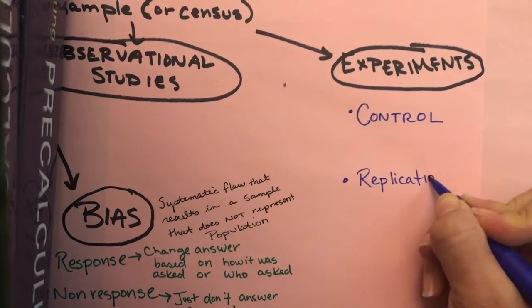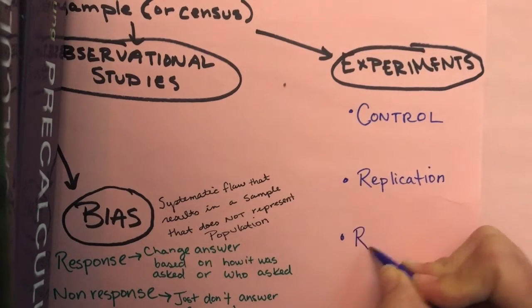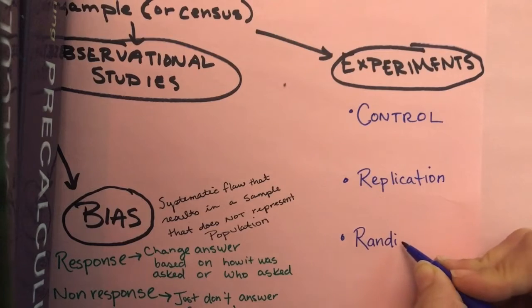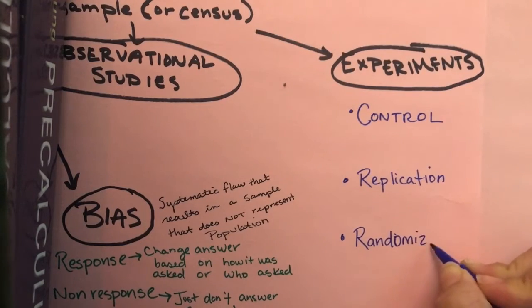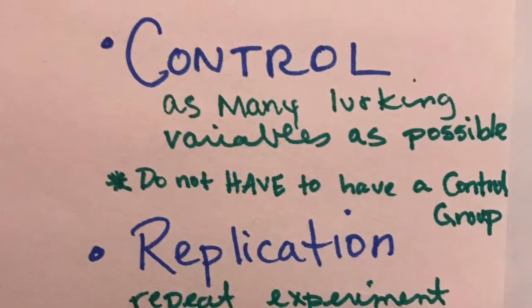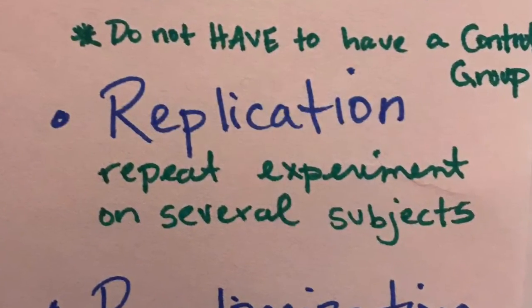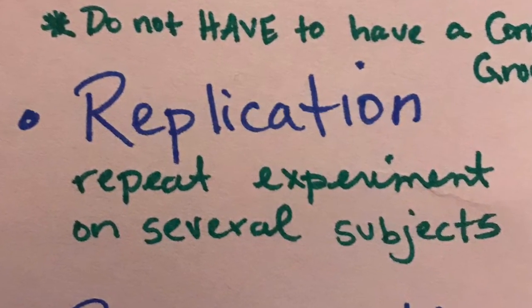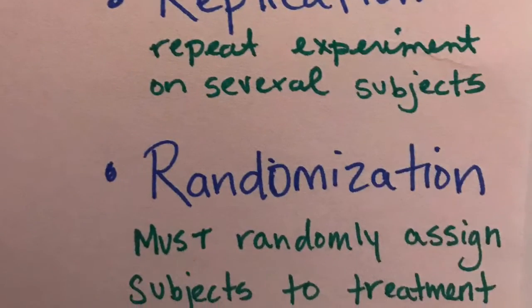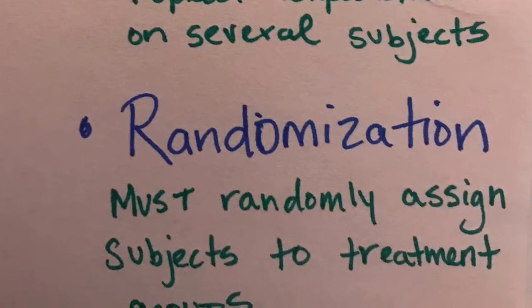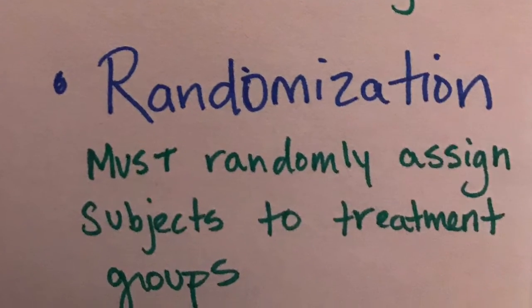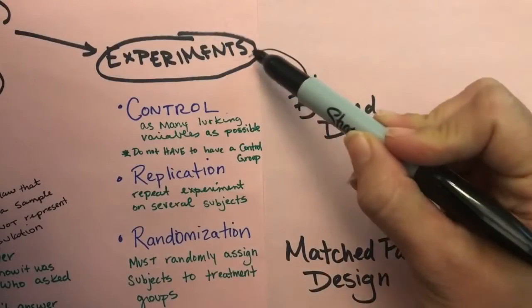All right, moving right along to experiments. In any experiment, you need control, replication, and randomization. Now, control doesn't mean you have a control variable. It means you're going to try to control as many lurking variables as possible. Replication, you're going to repeat the experiment several times. And randomization, probably one of the most important things. You must randomly assign subjects to treatment.